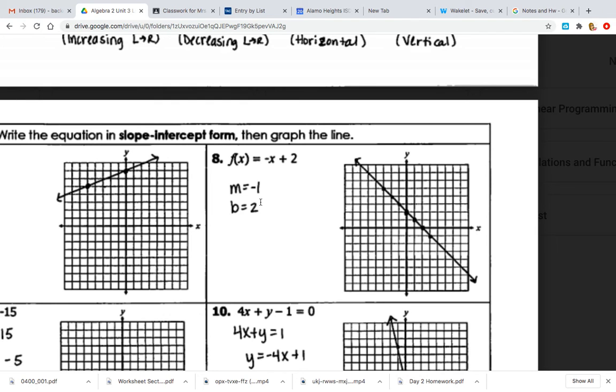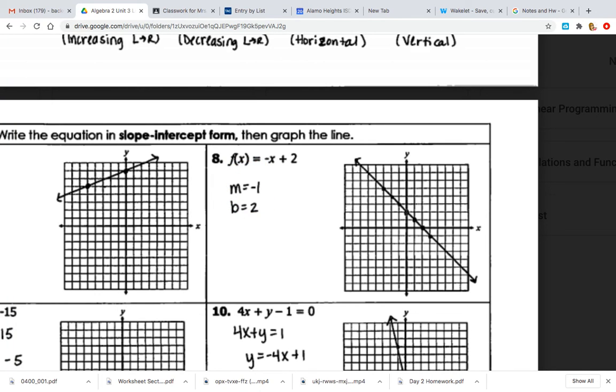So the top is negative and the bottom is positive. But if I flip that, it's also negative. So I could have the top be positive and the bottom be negative, and it's still the same answer because it'll still give you negative 1. So what that means is if I'm going down 1, I'll be going to the right 1. But if I'm going up 1, I'm going to go to the left 1. So with a negative slope, you're doing opposite with your rise and your run, okay?